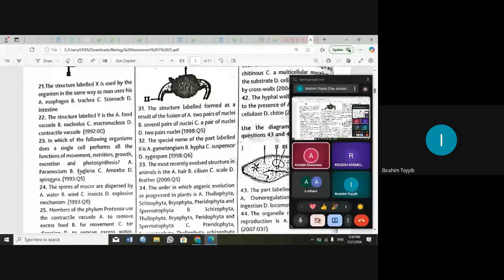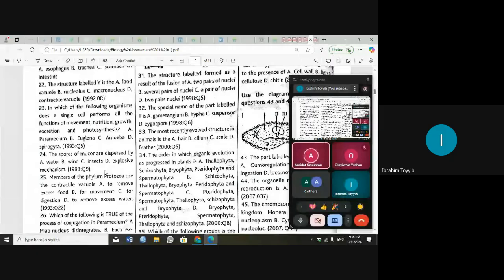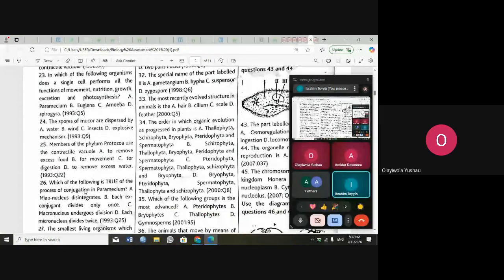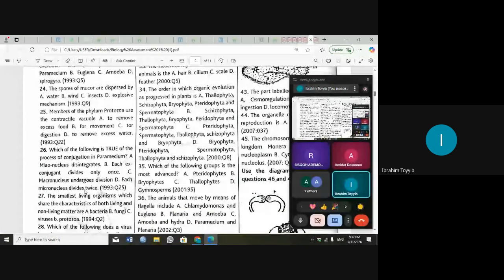The spores of mucor are dispersed by wind. Members of phylum Protozoa use contractile vacuole for what? For excretion, even without looking at the options. You know already. So number 26.